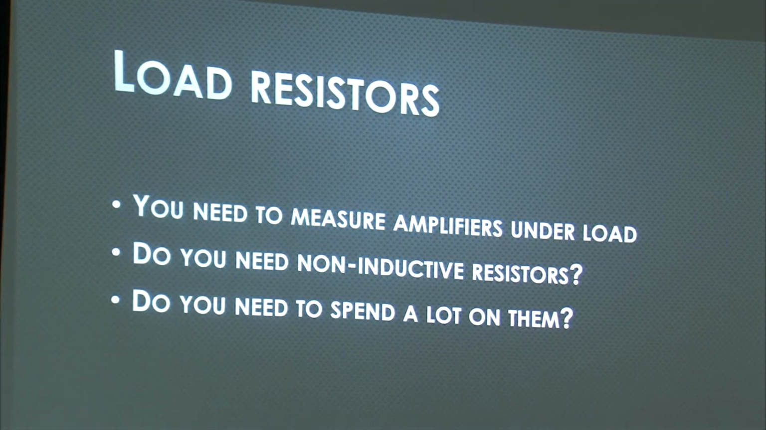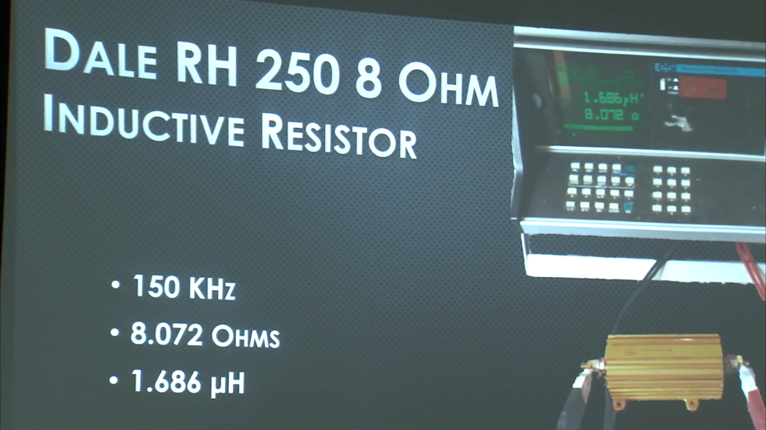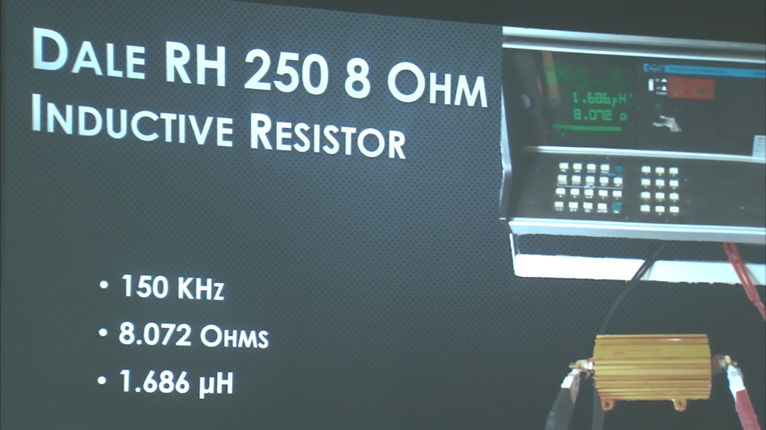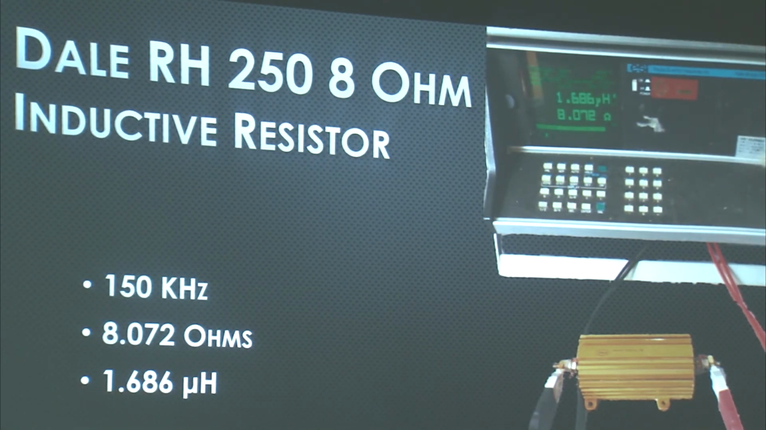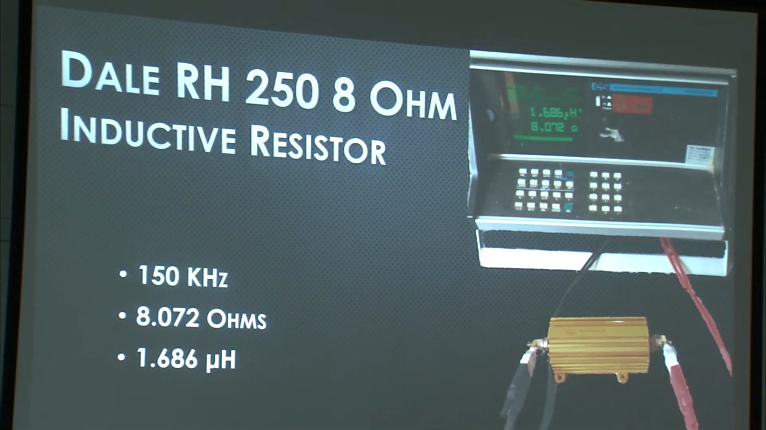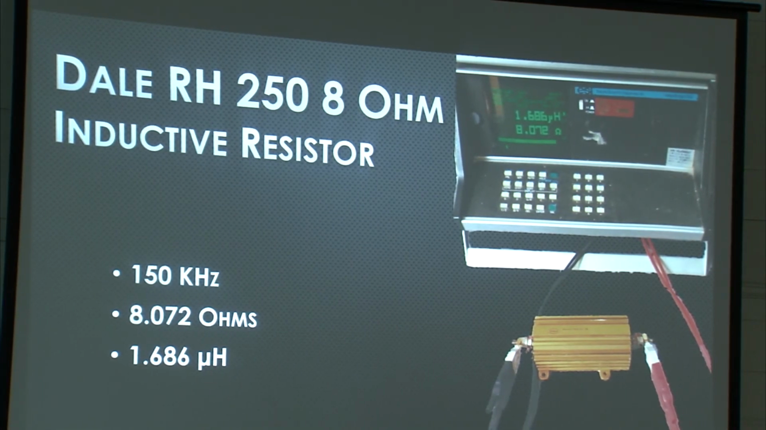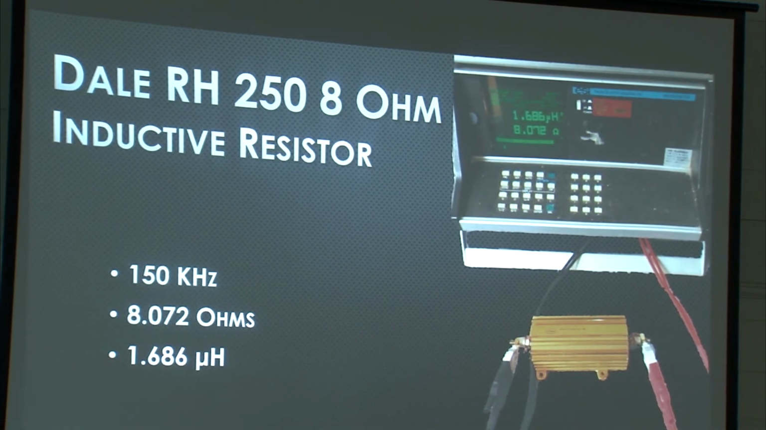But I wanted to see, well, where do we stand? So the first thing, I took a sample. This is your typical 250 watt inductive load resistor, 8 ohms. This is the kind of thing you'd buy normally if you were setting up one of the fancy test systems. It's inductive. Well, geez, that's got to be no good. Well, the actual inductance is 1.6 microhenries. That's very low. This is measured at 150 kilohertz. As you can see, the resistance is increased. It's right at 1% high, not very much. Okay, so that's our inductive resistor.